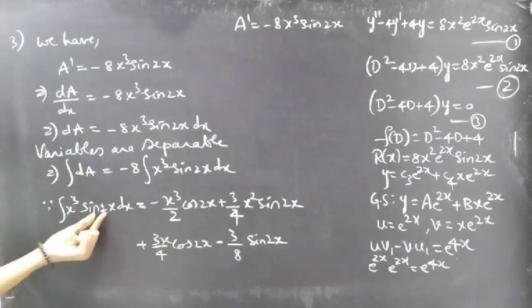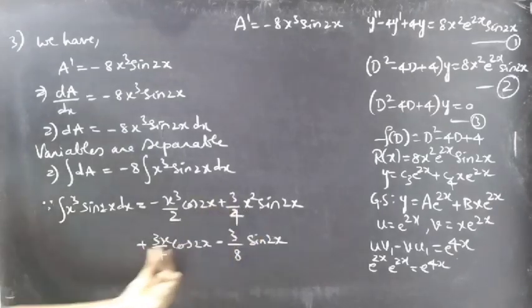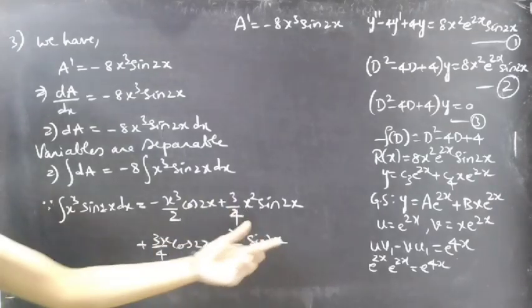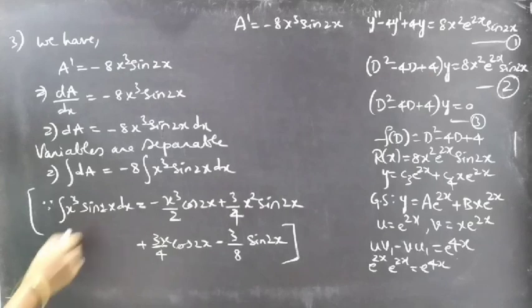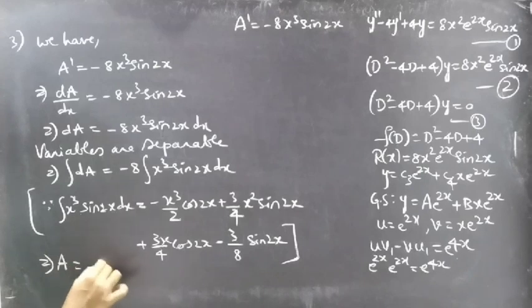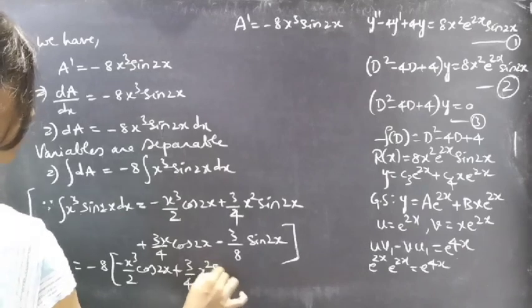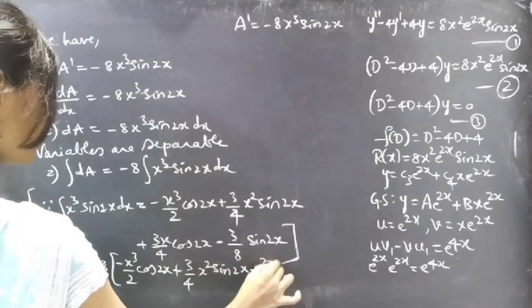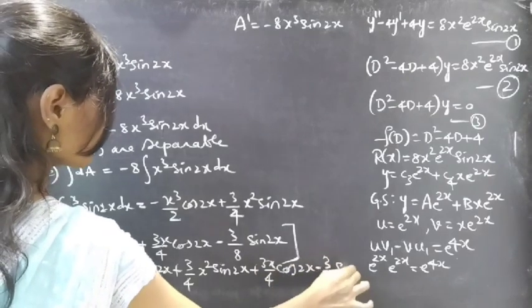Since integral x cube sine 2x dx is equal to minus x cube by 2 cos 2x plus 3 by 4 x square sine 2x plus 3x by 4 cos 2x minus 3 by 8 sine 2x, the above equation becomes, just replace the result obtained from this integral in the above equation. Integral is A equal to minus 8 times minus x cube by 2 cos 2x plus 3 by 4 x square sine 2x plus 3x by 4 cos 2x minus 3 by 8 sine 2x.